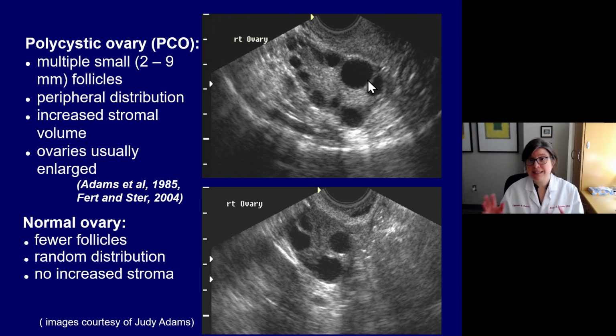So they're not really cysts, they're just eggs. They're sort of stuck and not ovulating. The other thing you may notice is that the stroma of this polycystic ovary is much denser or thicker than it is here in the normal ovary. So when you hear polycystic ovaries, they're looking at the size, the distribution, and these are the other features they're looking at as well.